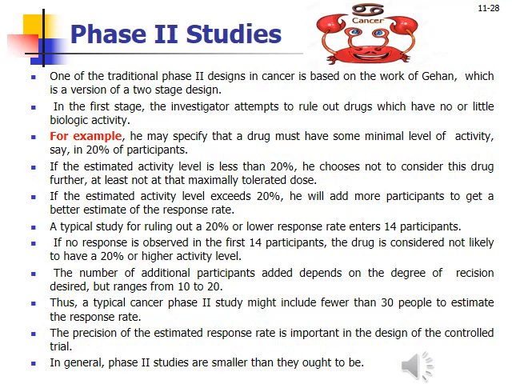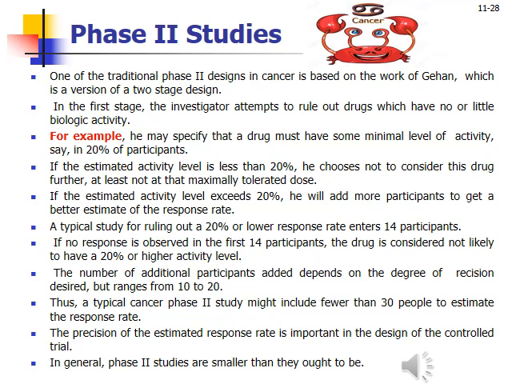One of the traditional Phase 2 designs in cancer is based on the work of Simon, which is a version of a two-stage design. In the first stage, the investigator attempts to rule out drugs which have no or little biologic activity. For example, he may specify that a drug must have some minimal level of activity, say in 20% of participants. If the estimated activity level is less than 20%, he chooses not to consider this drug further, at least not at that maximally tolerated dose.